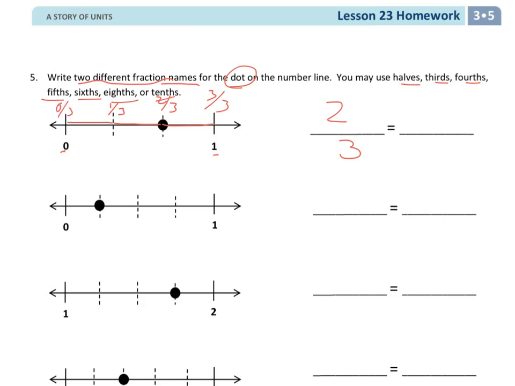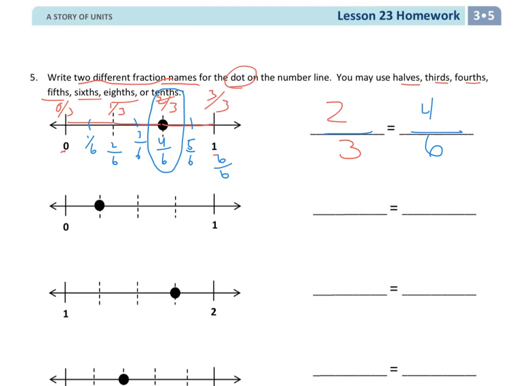So I want to try to find something that's easy to break up with that. And I know sixths are just breaking each of these thirds in half. So now I have 1/6, 2/6, 3/6, 4/6, 5/6, and 6/6. So at 2/3 at this dot, I see that I have 2/3 and 4/6.